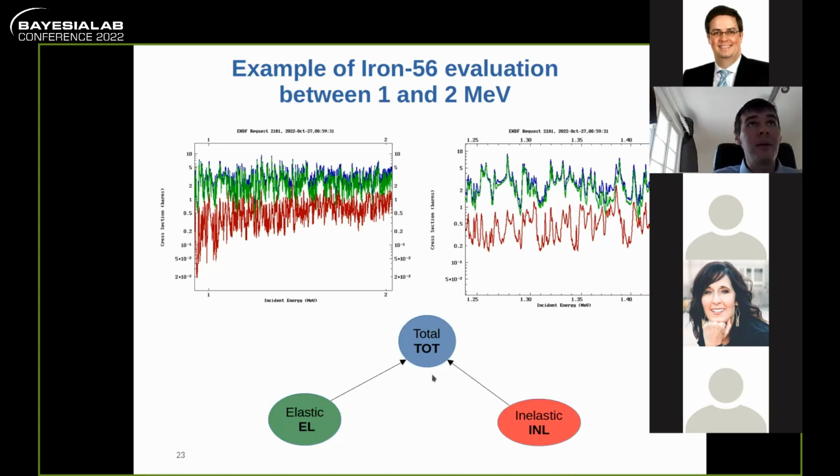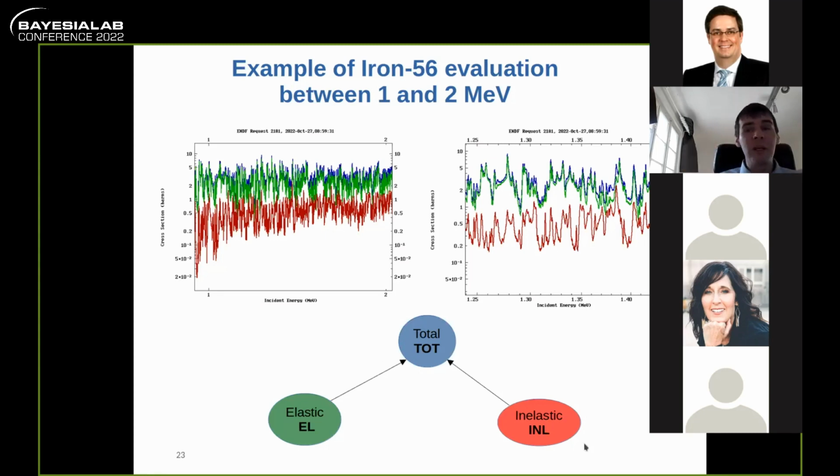So as an example, I had to take neutron-induced cross-sections, so neutrons hitting on iron 56 between 1 and 2 MeV incident energy. This energy range is particularly suited for a demonstration because it only comprises a few cross-section types which are relevant, and these cross-section types are the total cross-section, the elastic and the inelastic cross-section.